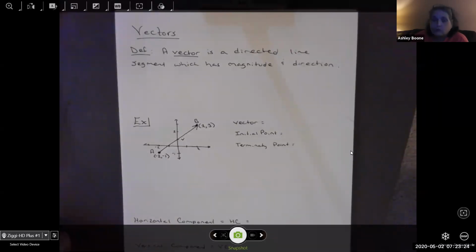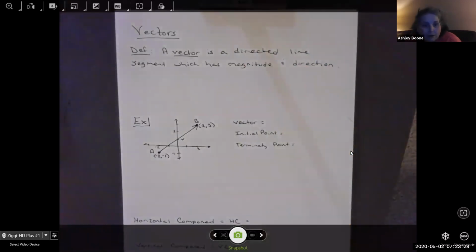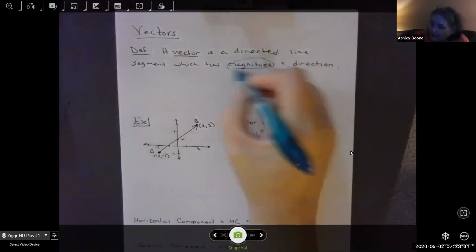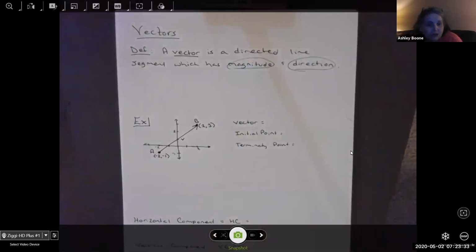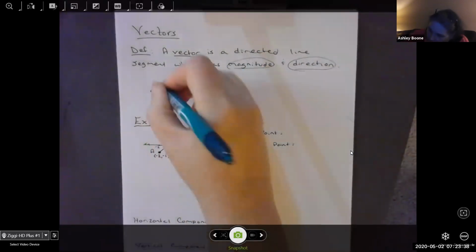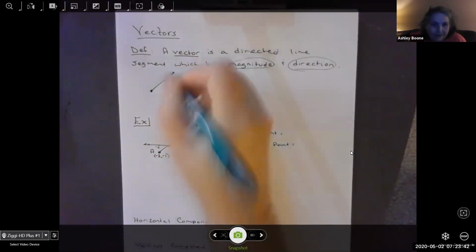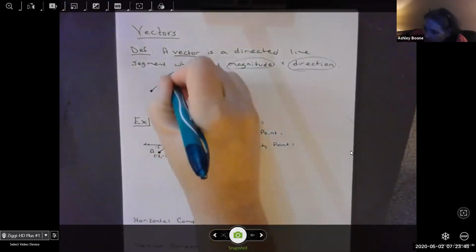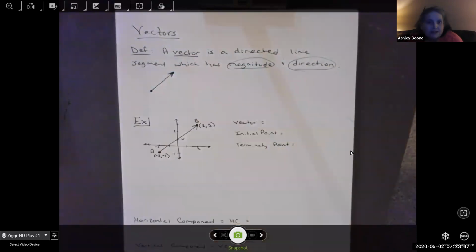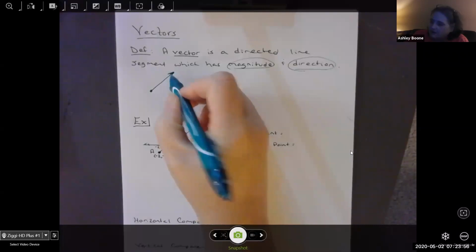A vector is a directed line segment, which has both magnitude and direction. So for example, if you start at one point and head towards another location or another point, that's a vector. We use an arrow to illustrate the direction of the line segment. Now, it could look a lot of different ways. This one's going up and to the right. When we graphed lines, that would be a positive slope.